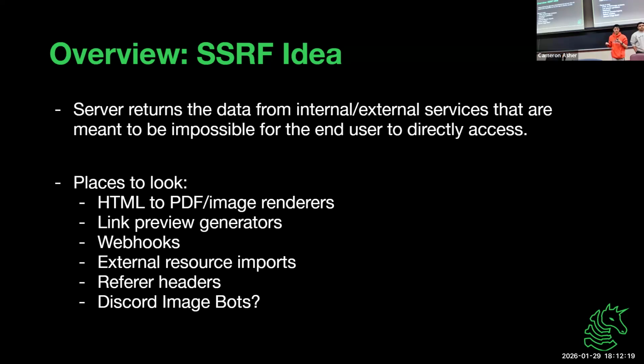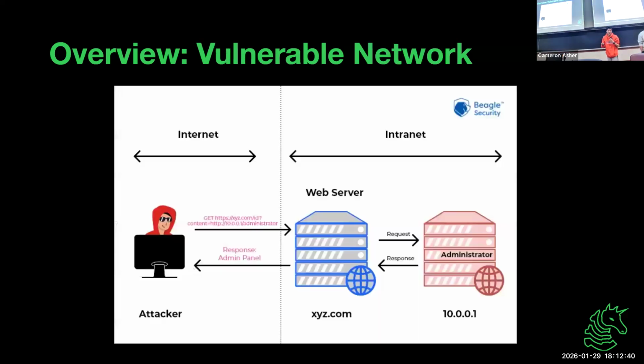There's a lot of examples of this, like external resource imports, referer headers. Sometimes people will misconfigure their proxy server, so it looks at your referer or your host header, and it will send a request there and figure out what's going on, and then route it. But actually, you can just substitute, say, send host as localhost or something like that, and it will send the request there. Other stuff, Discord image bots. That's actually what I've done before. So the idea is you have an attacker here who can make requests to your web server.